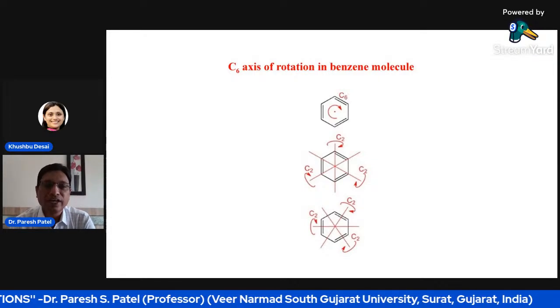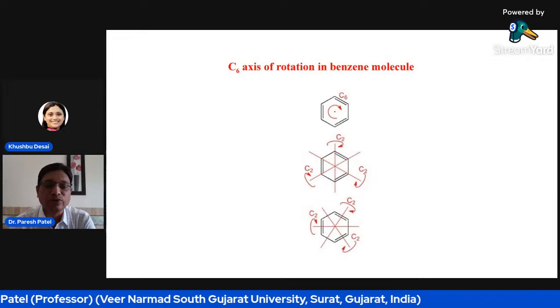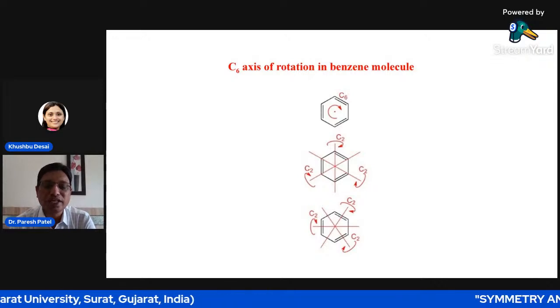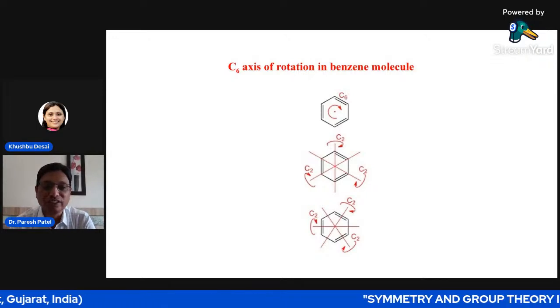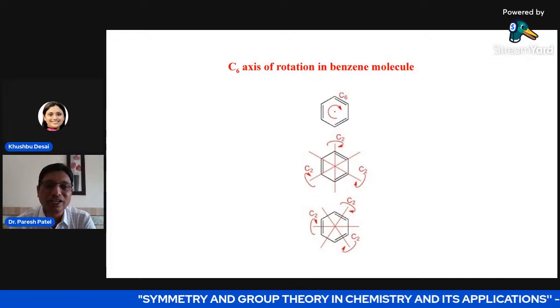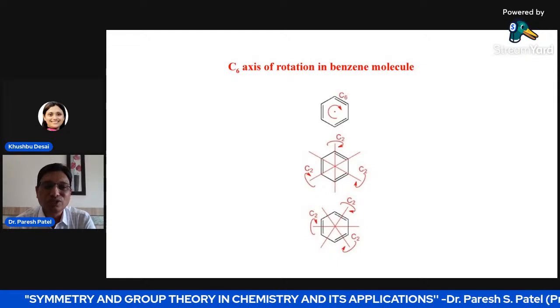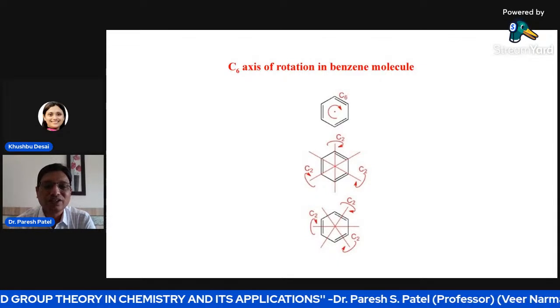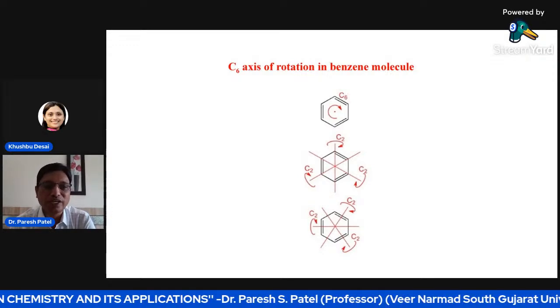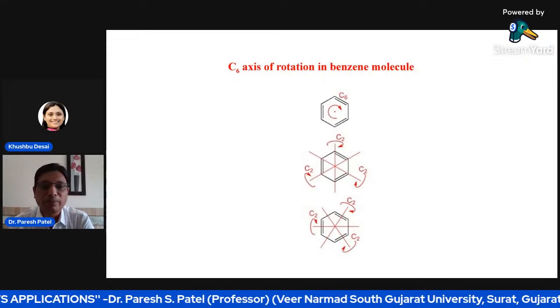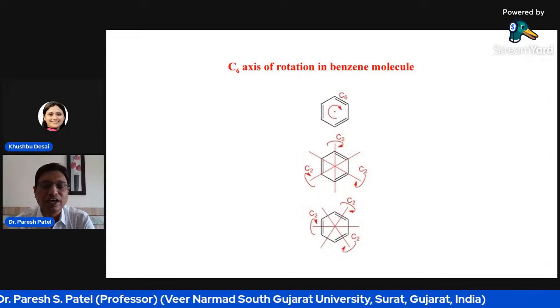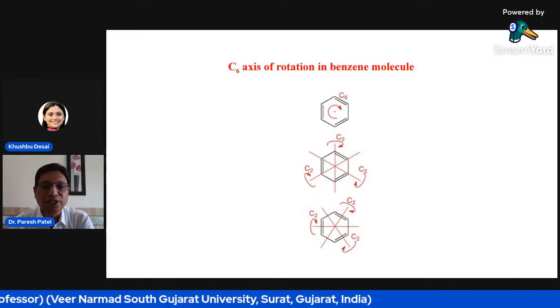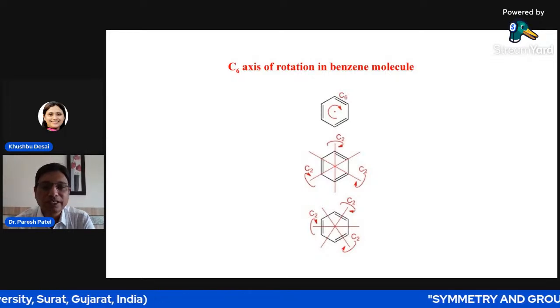Okay. Now, in the case of the benzene molecule, 6 C2s are perpendicular to the main principal axis. In that case, if we rotate the benzene molecule by around 180 degrees, we get the equivalent orientation position. So these are known as twofold axes of symmetry. So in the case of the benzene molecule, the main principal axis is C6, and C6 is perpendicular to the 6 C2s. Next one please.